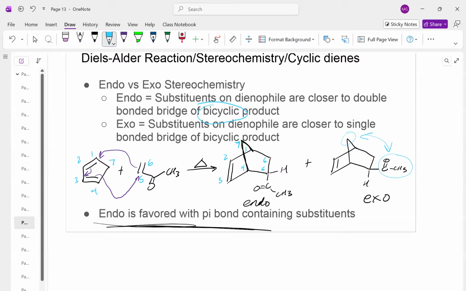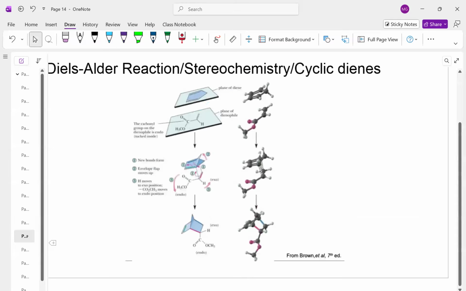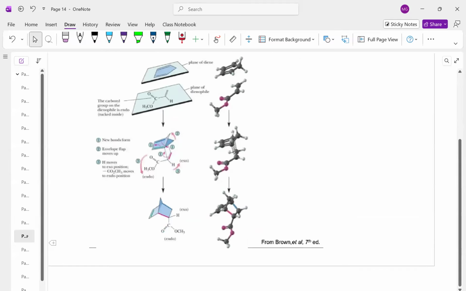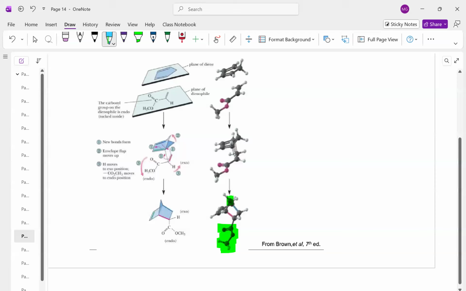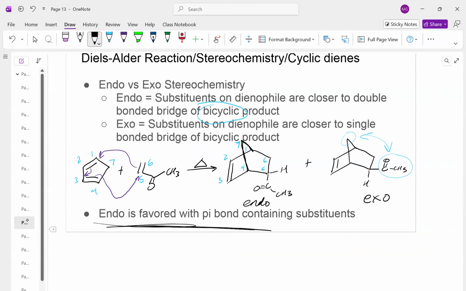I'll come back to this page in 1 minute. And here's more of a three-dimensional way to look at endo versus exo. So look at how far away that substituent is to the bridge there. Now imagine if it had been attached to, say, the exo part here. It would be a lot closer to that bridge. So if there is a substituent on the dienophile, and you're forming a bicyclic product like this, the endo is the favored product.